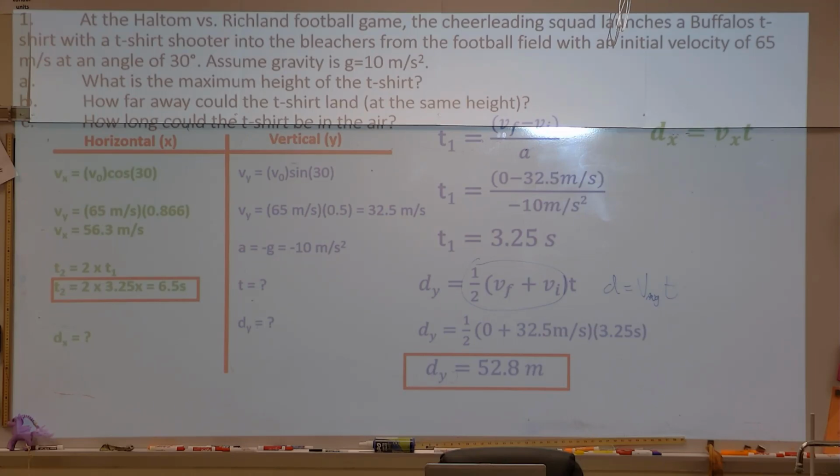If I am going 56.3 meters per second for 6.5 seconds, how far do I go? So I substitute in, and I get 366 meters. So basically, my t-shirt launcher launched the distance of 4 football fields. So not a real t-shirt launcher. Obviously, 400 meters is a long shot with a hunting rifle.